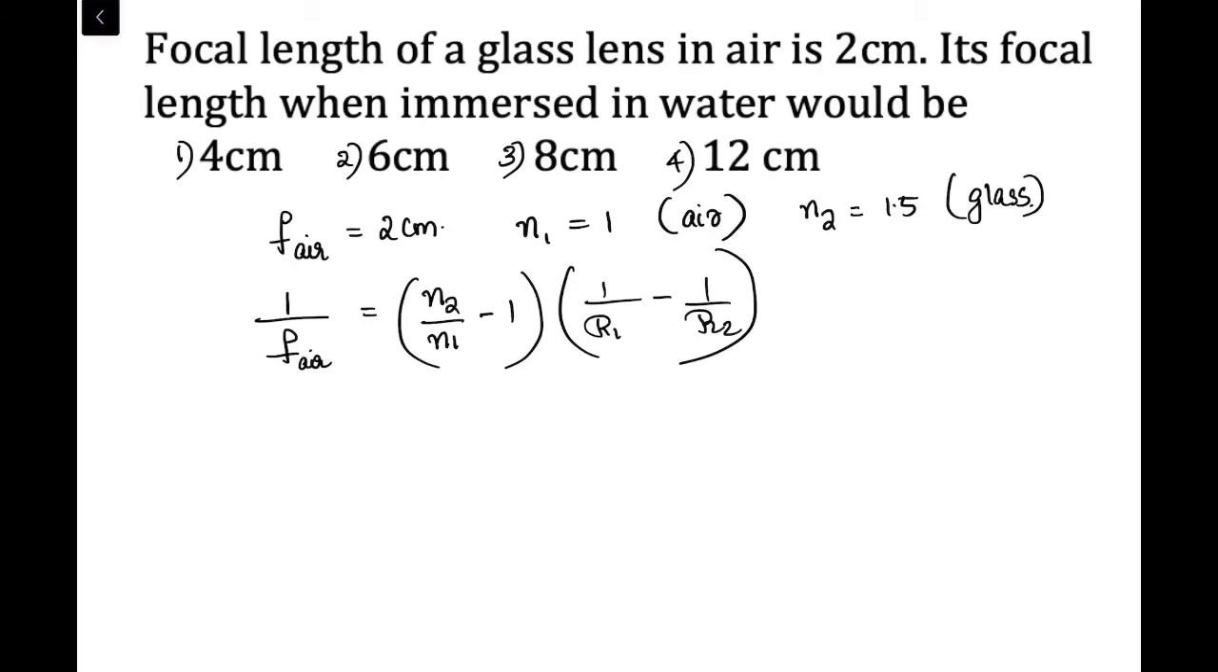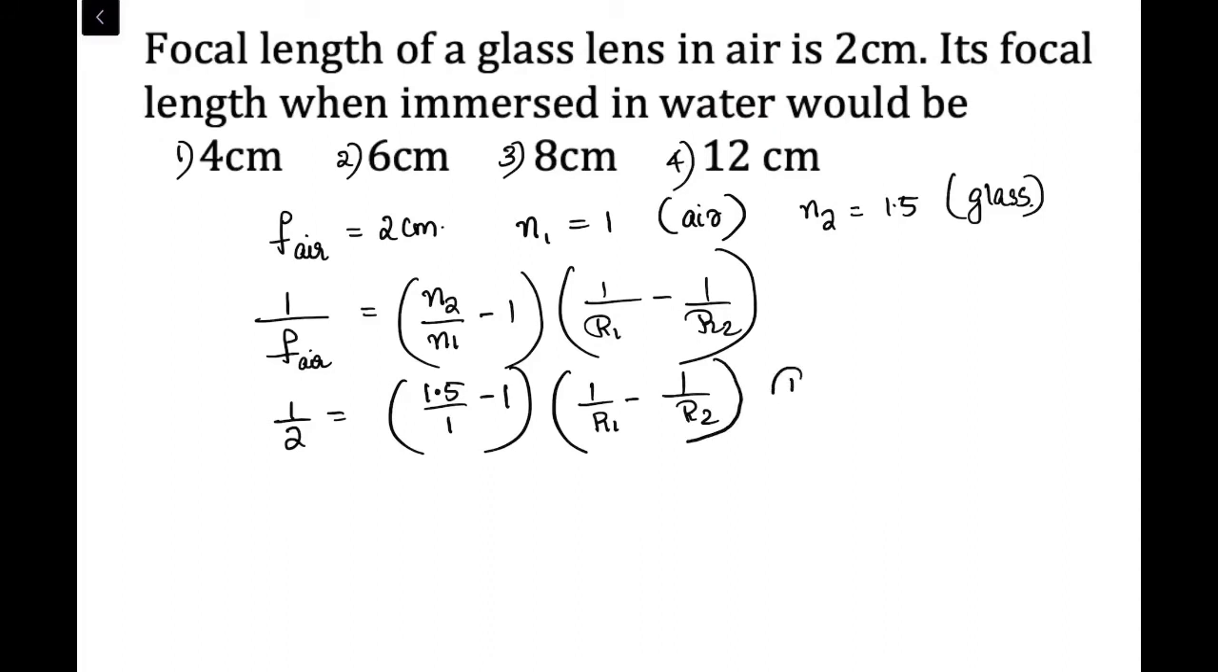Once you substitute these values, 1/2 = (1.5/1 - 1)(1/r1 - 1/r2). We cannot solve this equation because two unknowns are there, so let's call it equation number 1. Now we need one more equation, right? That is why they have given the second case, that the lens is immersed in water.